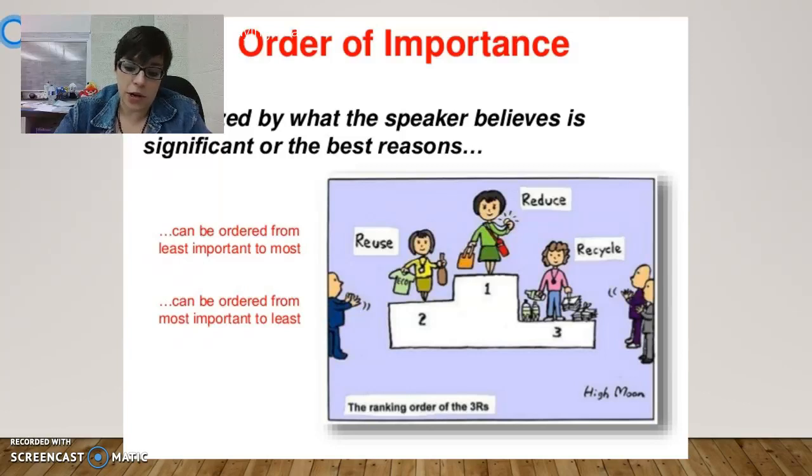These are your text structures. Again, we had description, we had sequencing, or chronological order, if you will. We had compare and contrast, we had problem and solution, we had cause and effect, and we had order of importance. If you have any questions, ask your ELA teacher.